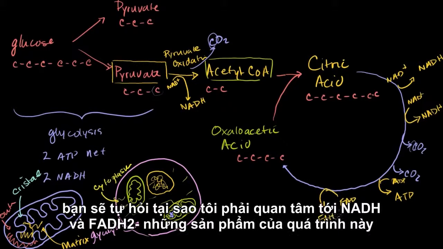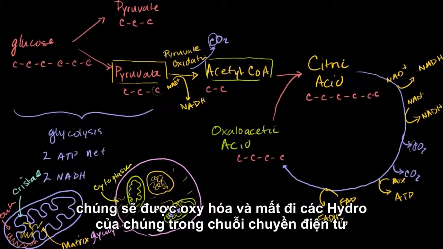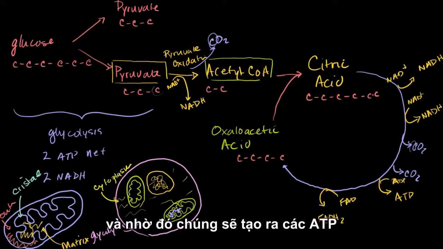And the whole reason why we even pay attention to these, you might think, hey, cellular respiration is all about ATP. Why do we even pay attention to these NADHs and these FADH2s that get produced as part of the process? The reason why we care is that these are the inputs into the electron transport chain. These get oxidized, or they lose their hydrogens in the electron transport chain, and that's where the bulk of the ATP is actually produced.